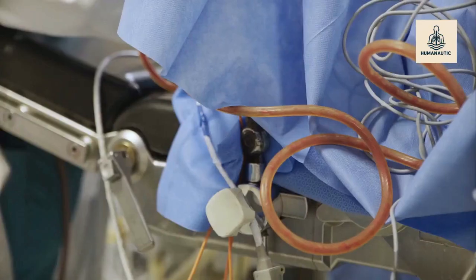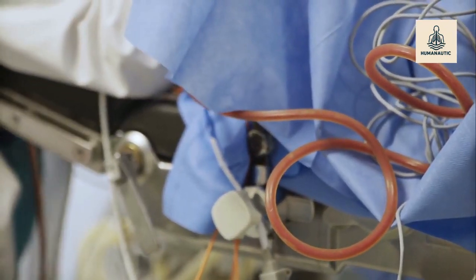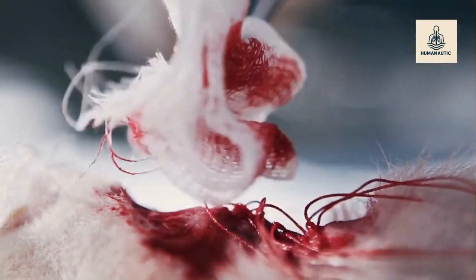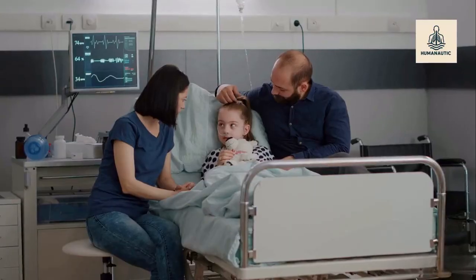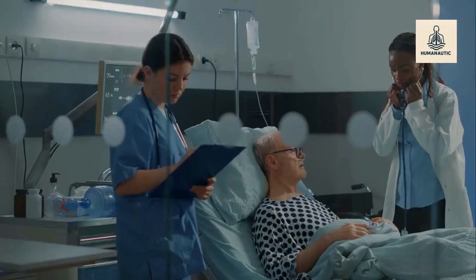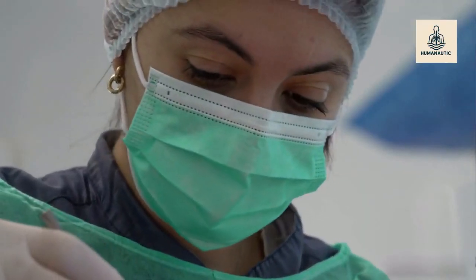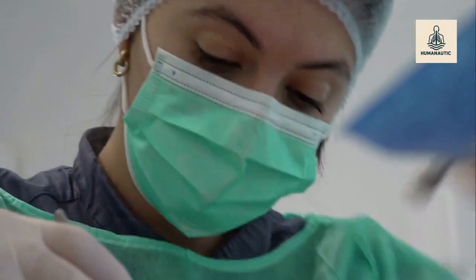7. Possible complications. Although generally safe, hemorrhoidectomy may lead to complications such as postoperative bleeding, infection, urinary retention, anal stenosis, rarely fecal incontinence. Careful surgical technique greatly reduces these risks.